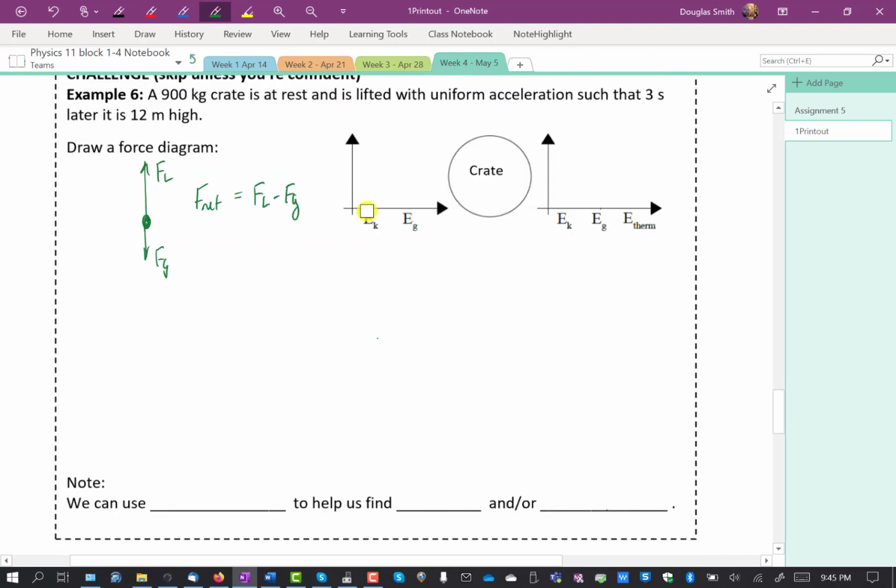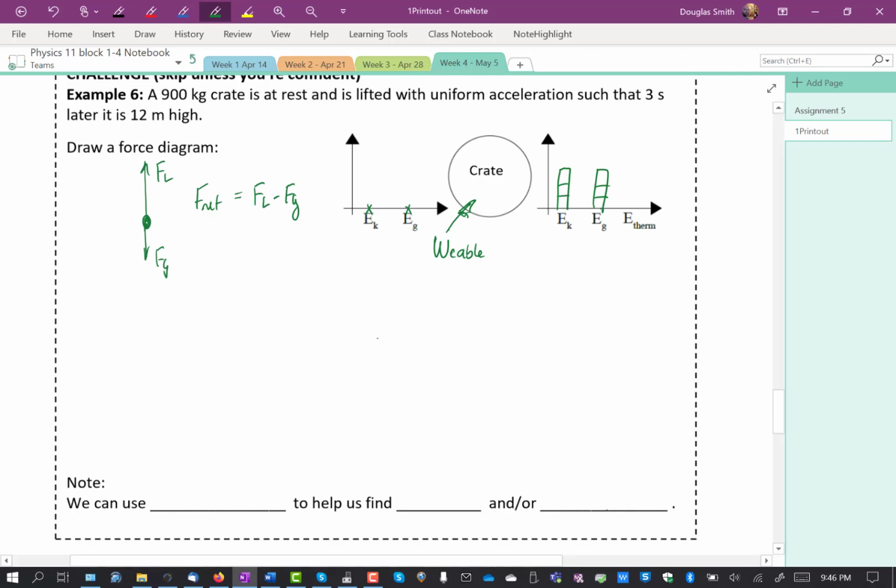Okay, let's do the bar graph. So once again, we have only the crate in the system. Starts at rest, so there's no kinetic. Maybe it starts on the ground, so no gravitational energy. Sometime later, there's some kinetic energy because it's accelerating, and sometime later, it's also gained some gravitational energy. So for all this stuff to happen, clearly some work had to come into the system, and let's say it's from a cable. So it's a cable lifting the crate.